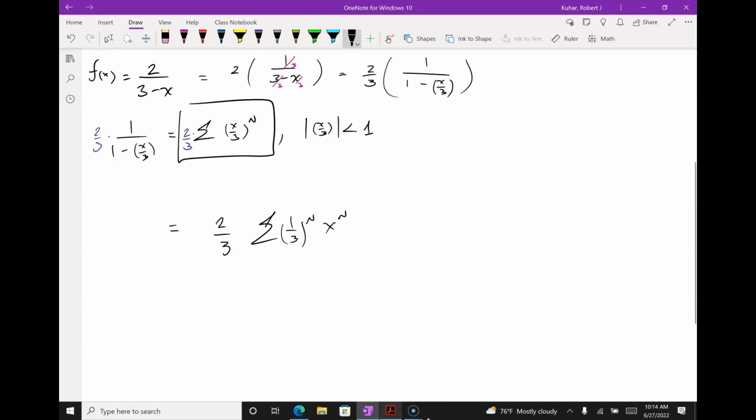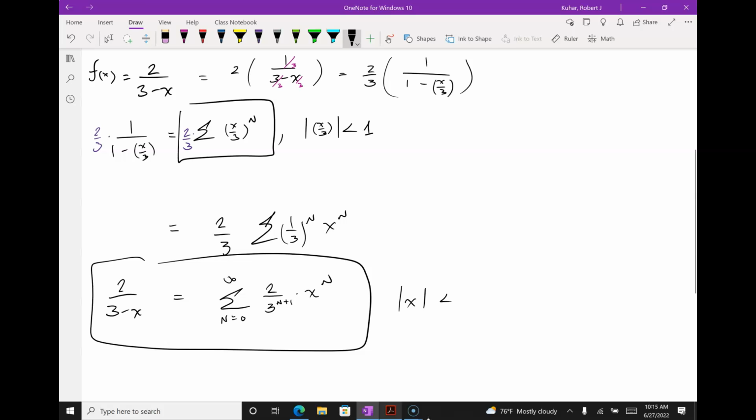Can I do anything with this? What do you think? 2 times what? 3 to the what? So I want to try and clean up things as much as I can, make a nice looking series. I can leave the 2 outside, I can leave the 3 outside, but this is more likely what the book's going to show you.